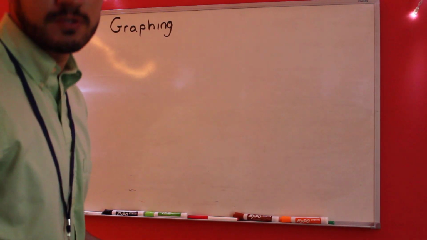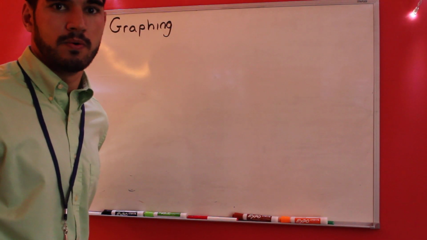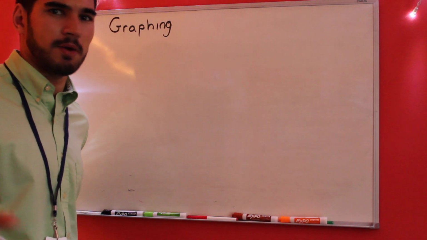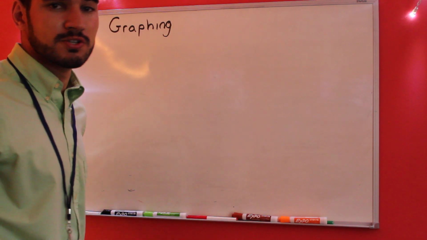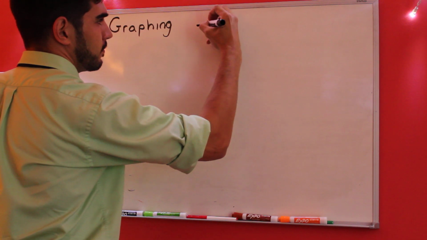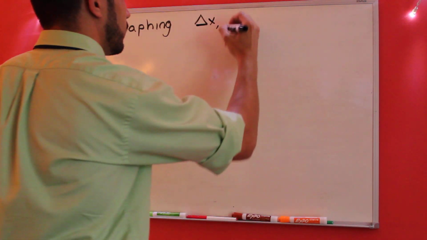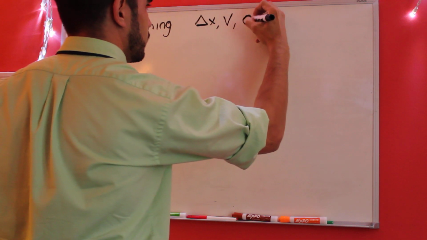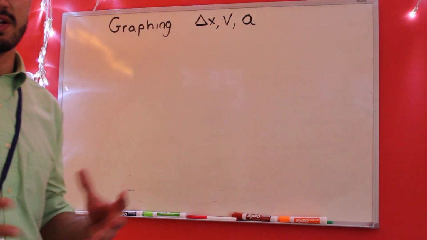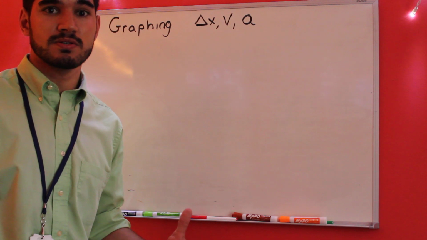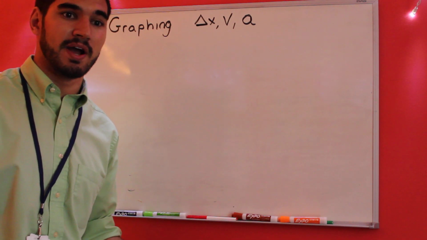Hi. So, in this class thus far, we have used graphs to describe a lot of different phenomena. We've used them to describe displacement, velocity, and acceleration. All of these concepts are nested within each other. Thus, it's important for us to be able to interpret a graph.